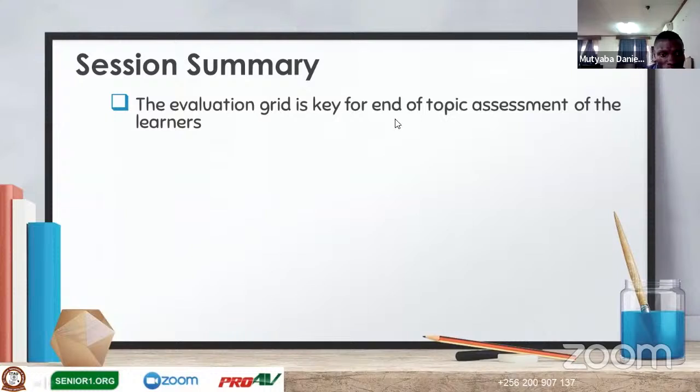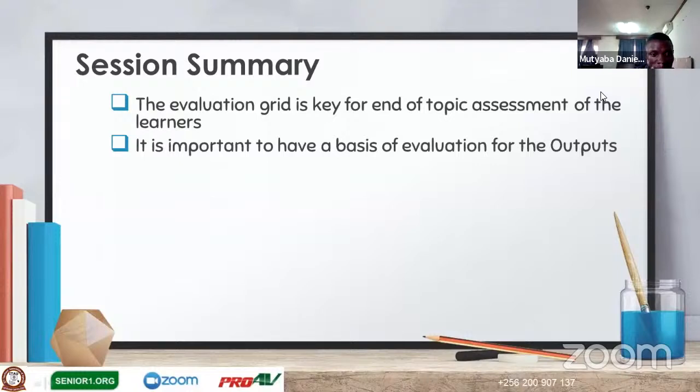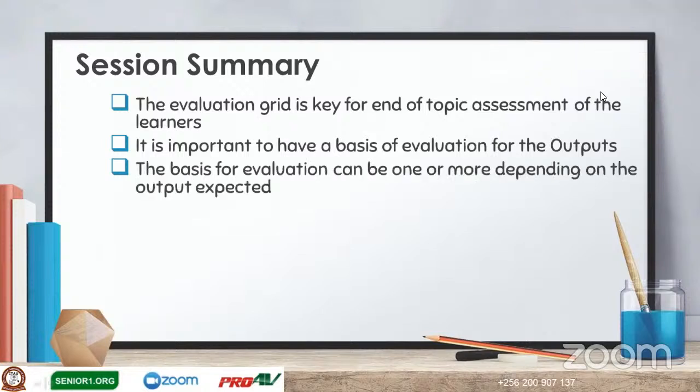we are saying that an evaluation grid is key for the end of topic assessment of the learners. That's the summary session. It is a key. You must give it. It is important to have a basis of evaluation for the outputs. Then the basis for evaluation can be 1 or more, depending on the expected output.